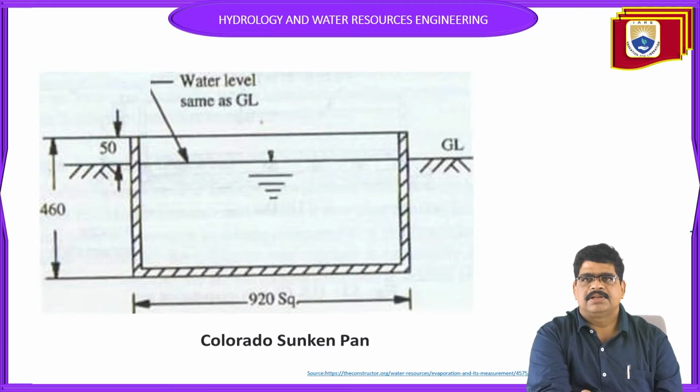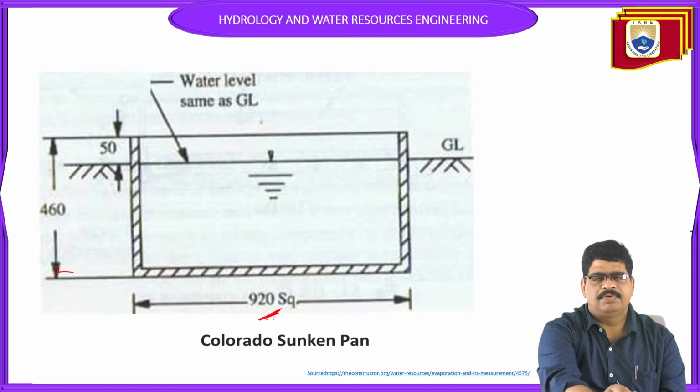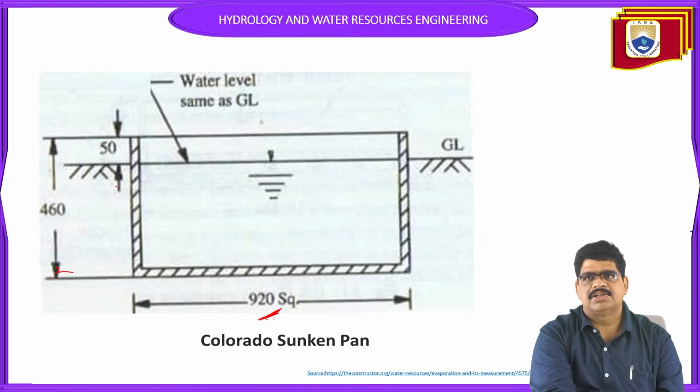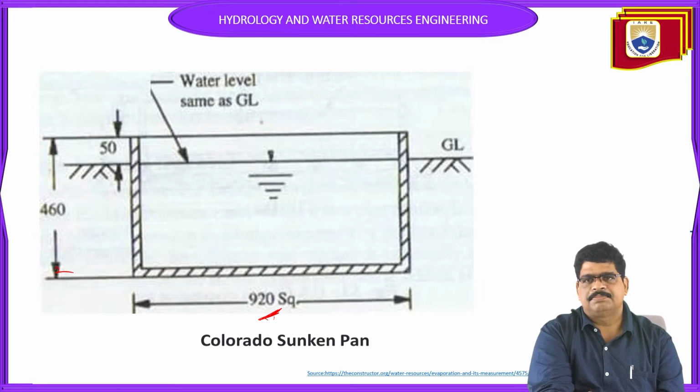So let us see that one. You can understand it easily. Here, see the Colorado sunken pan: 920 square at the bottom and 460 at the top, from the bottom to above, and a freeboard of 50 can be maintained constant above the ground level. The water level is maintained at the ground level. So this is simply the Colorado sunken pan.